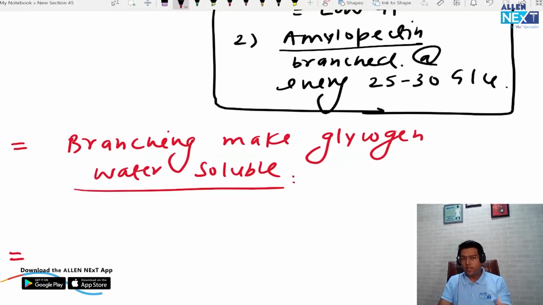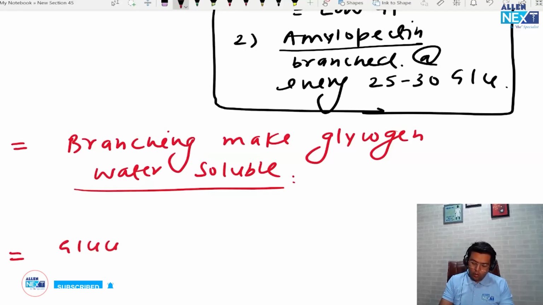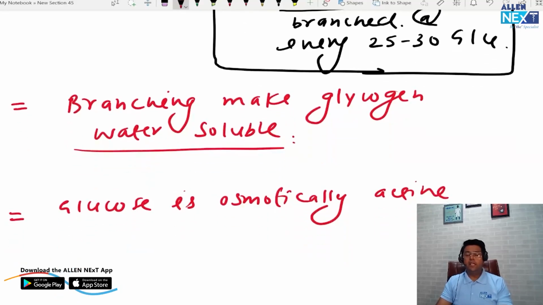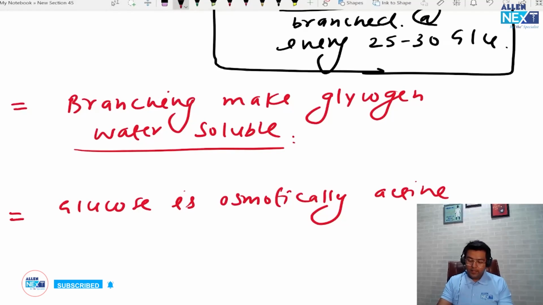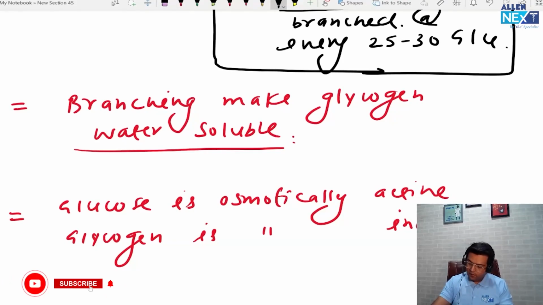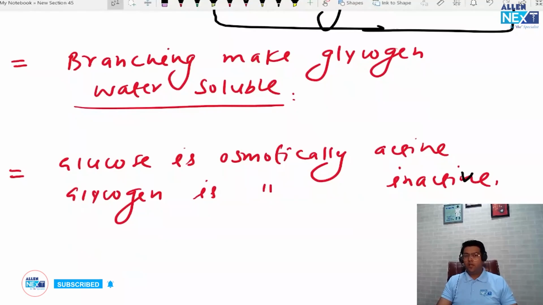So guys, what I was talking about, that why the glycogen is stored, why can't we store the glucose directly? We can't store the glucose directly because glucose is osmotically active. So if I want to store the glucose, I need large quantities of water. And liver is a very small organ. And glycogen is osmotically inactive, right? That is why we store glycogen.